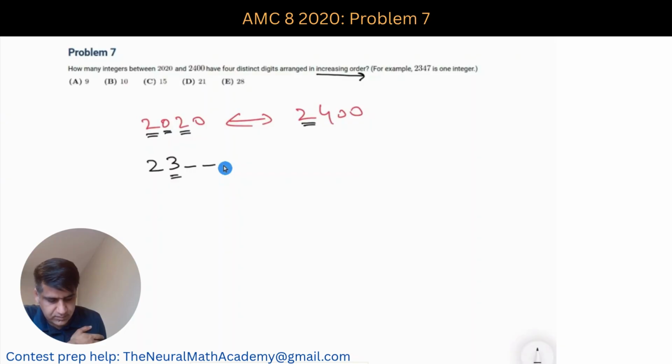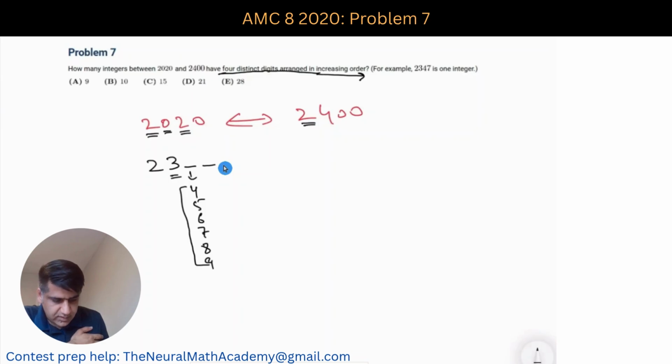So it means that this number that will be coming in this place can be 4, 5, 6, 7, 8, or 9. And as per this condition, they are 4 distinct digits and in the increasing order. That means that the last digit should be different than the digits that will take the place for the third digit.